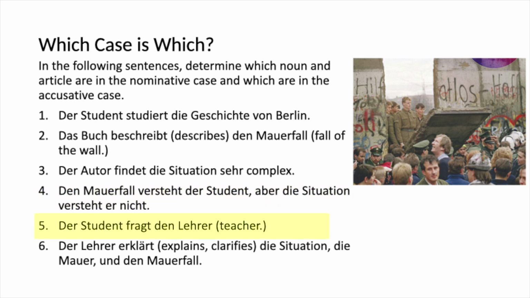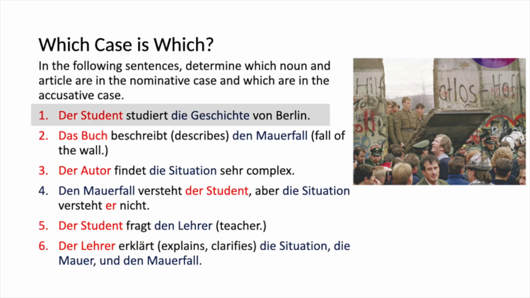The fifth sentence, der Student fragt den Lehrer. The sixth sentence, der Lehrer erklärt, which is a new word meaning explains or clarifies. We see clair in the middle, he makes clear, die Situation, die Mauer und den Mauerfall. So pause the tape, write down these sentences, determine which is nominative, which is accusative. Once again, word order is not enough to tell you that, and we'll compare answers on the next slide.